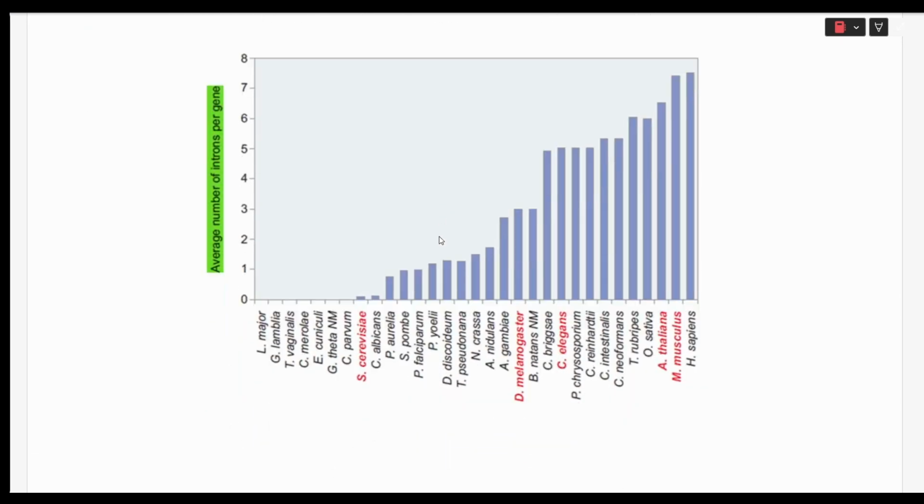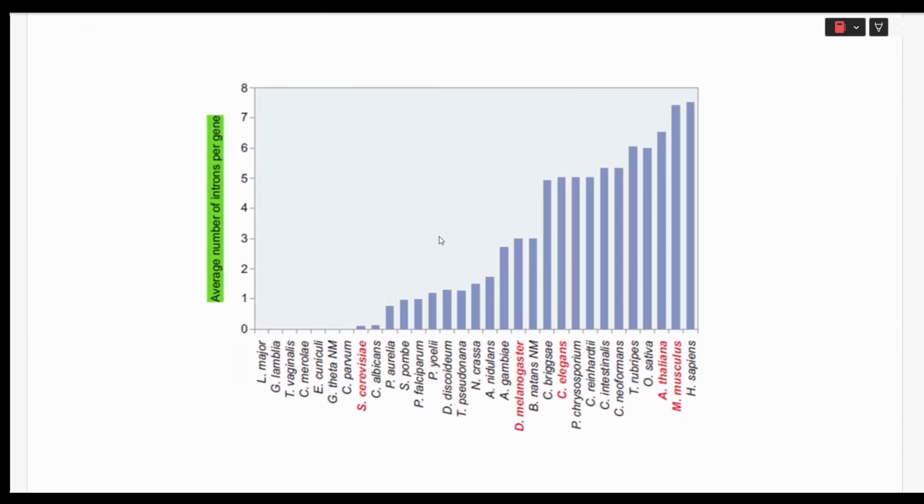So it varies. Now, let's talk about the size of the exons and the introns. As you can see here is a graph where on one axis I have put the average number of introns per gene, and here are the organisms, right? So here, this is Leishmania major, which, as you know, is a protozoan. And then here comes the yeast, Saccharomyces cerevisiae. There is Drosophila melanogaster, and then C. elegans, a nematode, Arabidopsis thaliana, right? Mouse and humans. So as you can see, there is a certain trend to this graph. There is Leishmania, and Trypanosoma is also here.